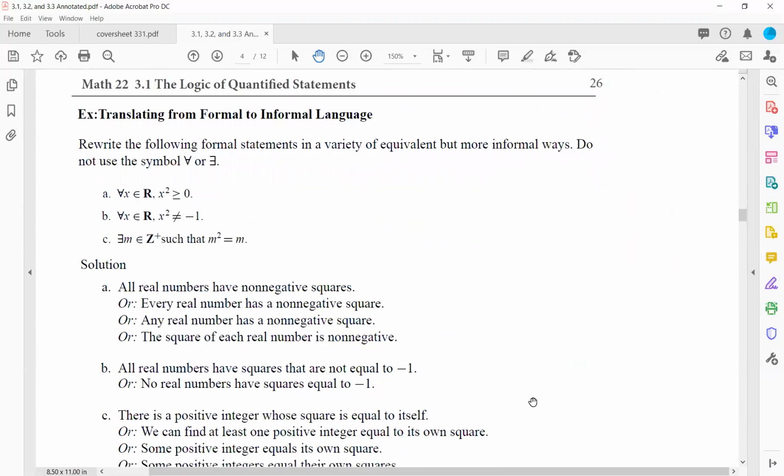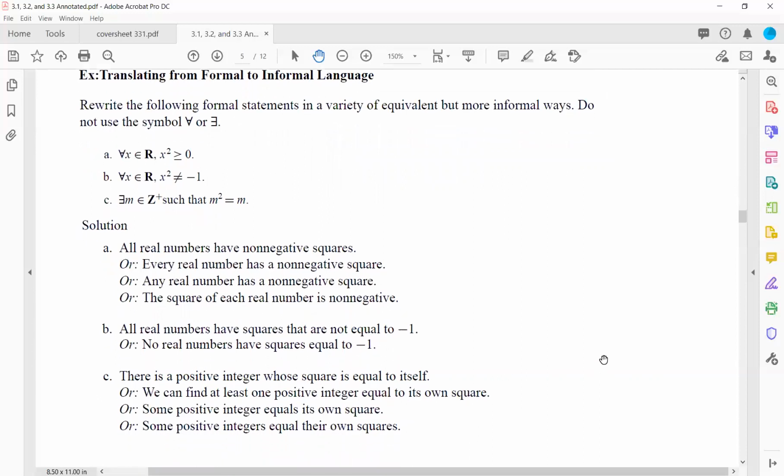More examples. Rewrite the following formal statements as equivalent statements in English. The first one says, for any real number, its square is always greater than or equal to 0. You can say that every real number has a non-negative square. You can also say that any real number has a non-negative square. You can also say that the square of each real number is non-negative.